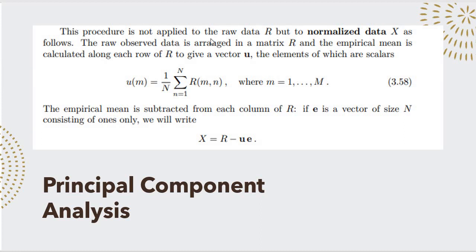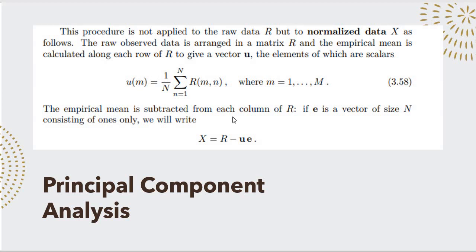The process is not applied to the raw data but to normalized data. As follows, the raw observed data is arranged in a matrix and the empirical mean is calculated along each row of R to give vector u, the elements of which are scalars. So हम लोग क्या करते हैं, पहले normalized data हम लोग calculate करते हैं from the raw data, और उसके बाद हम लोग empirical mean calculate करते हैं. So the empirical mean is given by this equation.